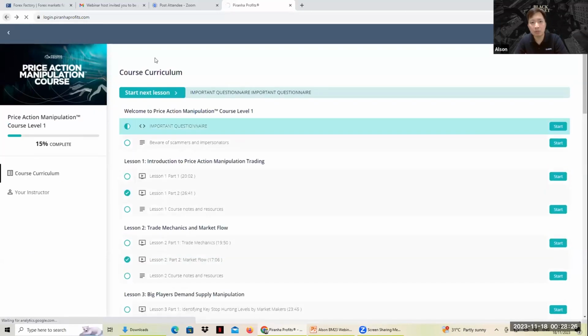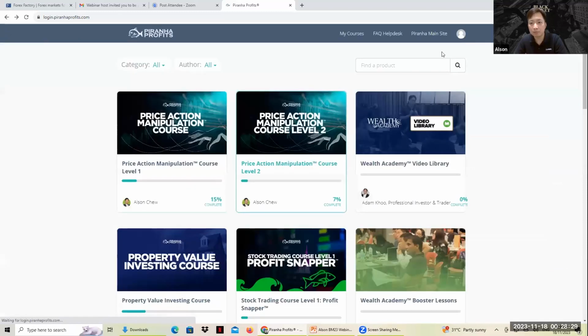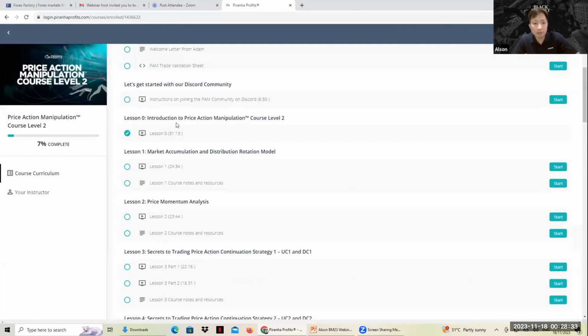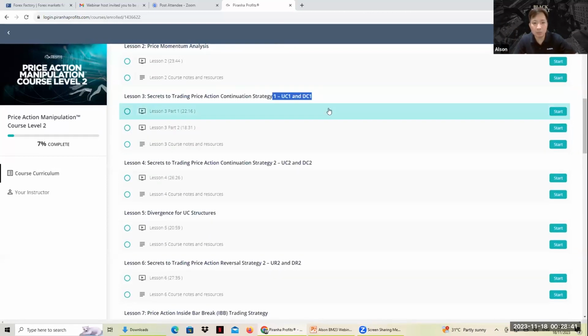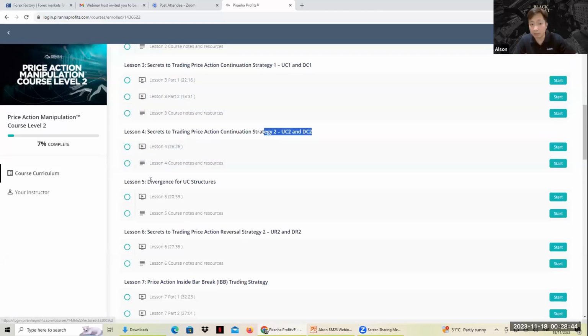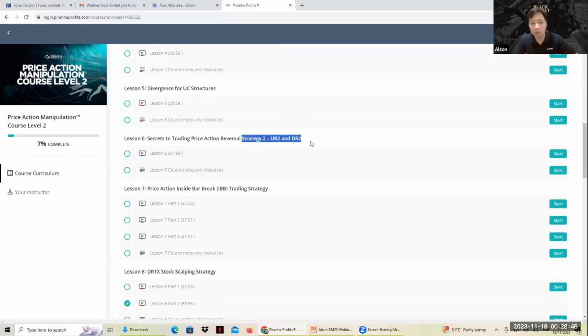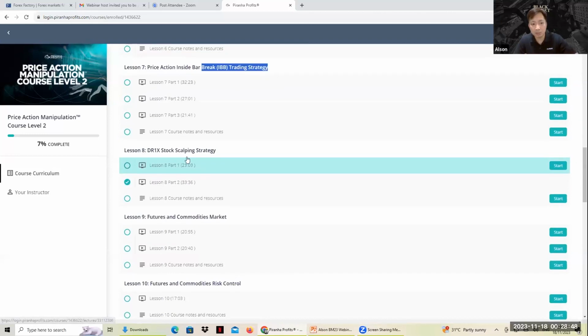Maybe I can go and let you see the level 2, L2. Same thing. All the curriculum just mentioned just now is all covered here. Accumulation, distribution, rotation model, price momentum analysis, UC1, DC1, UC2, DC2 with a lot of examples inside. Divergence, UR2, DR2, inside bar break with a lot of examples, DR1X scalping.